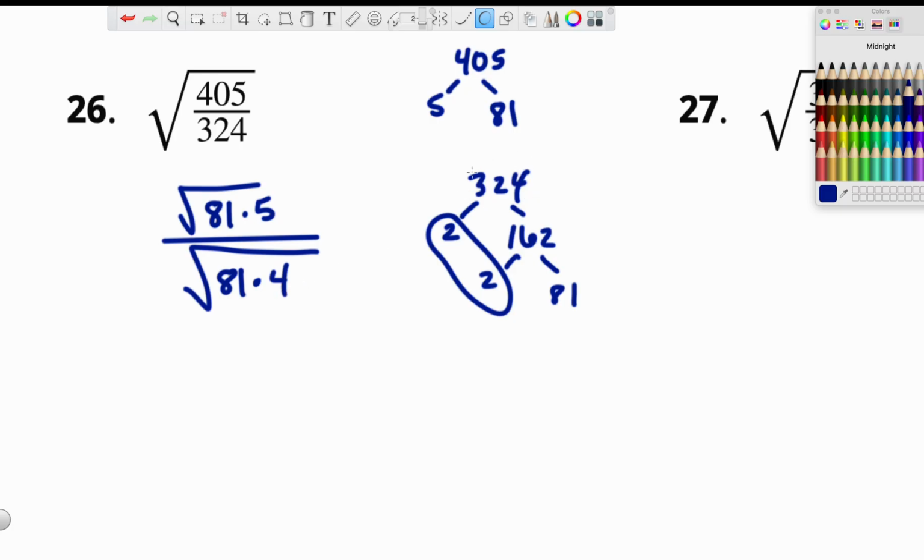Well, guess what? 324 is a perfect square. If you put that in your calculator, you'll get an integer, a whole number. So let's see, what could we do now? How about let's take the 81 out here. So that would be 9 root 5. And in the denominator, I would have 9 times 2. And then the 9's cancel. And my final answer is root 5 divided by 2.